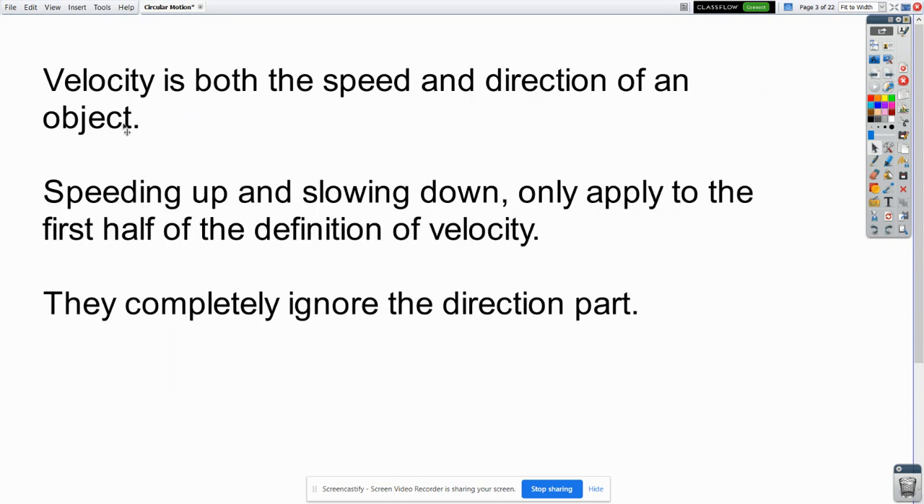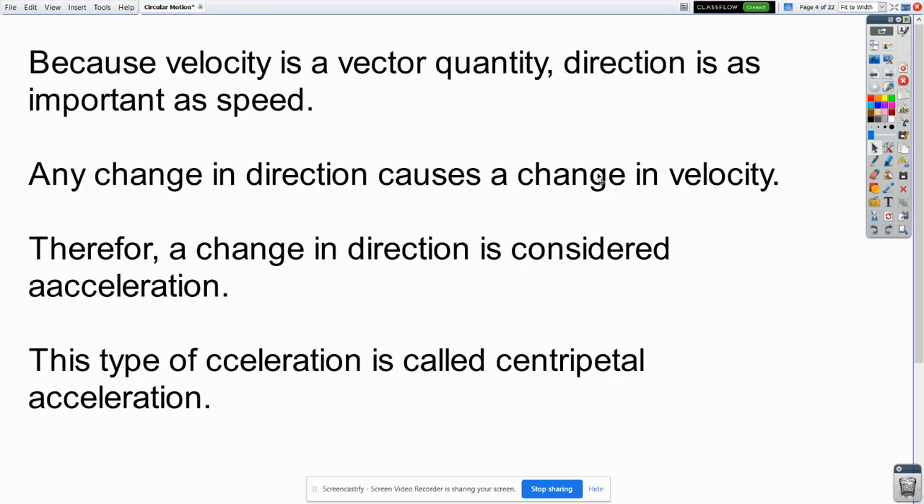Velocity is both the speed and the direction of an object. So when we talk about speeding up and slowing down, we are only looking at the first half of the definition. What we're completely ignoring is the directional component. Direction is important because velocity is a vector quantity. The direction is just as important as the speed. So just like any change in speed, i.e. speeding up or slowing down, causes acceleration, any change in direction is going to change our velocity and therefore accelerate the object.